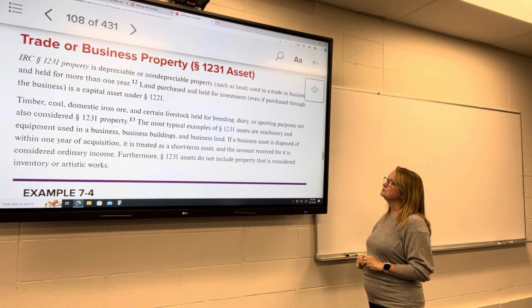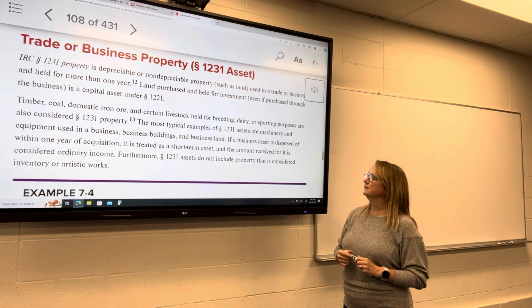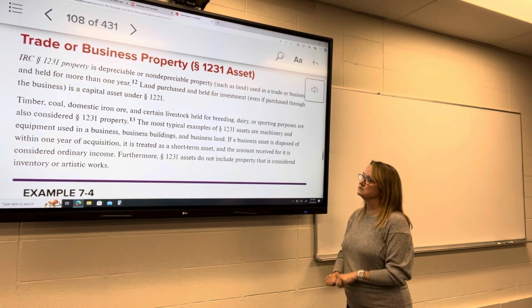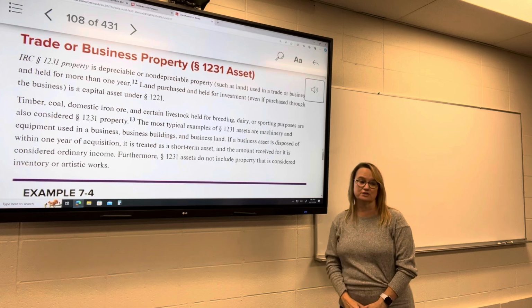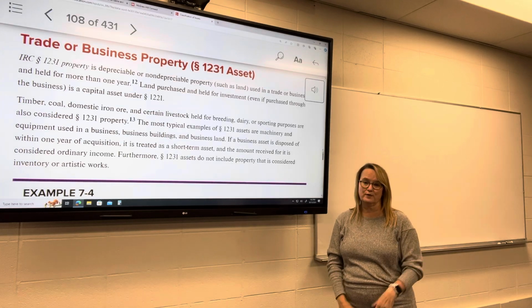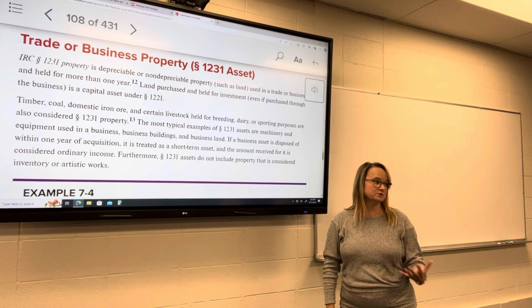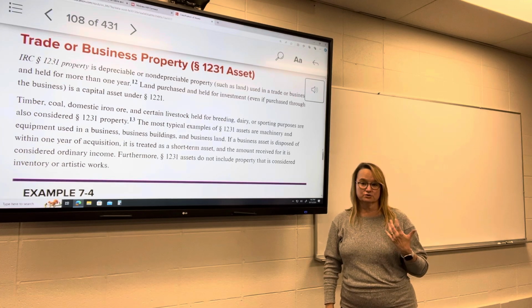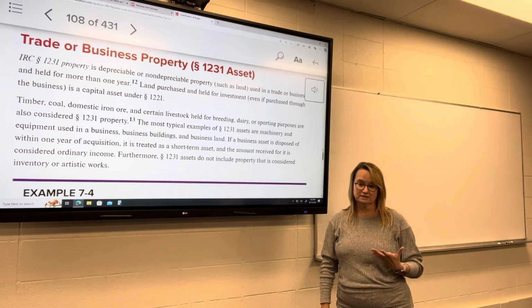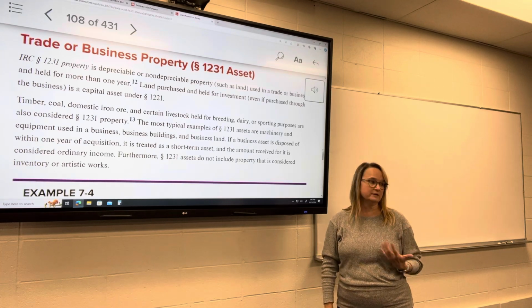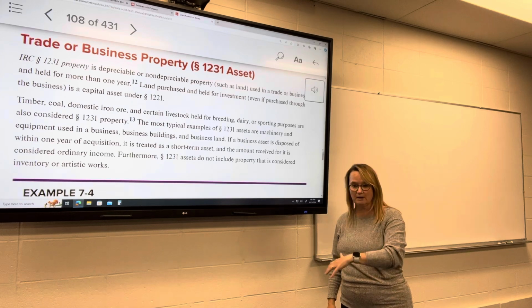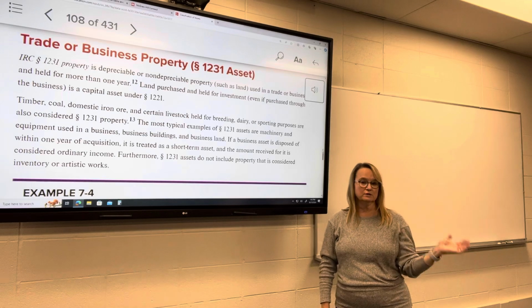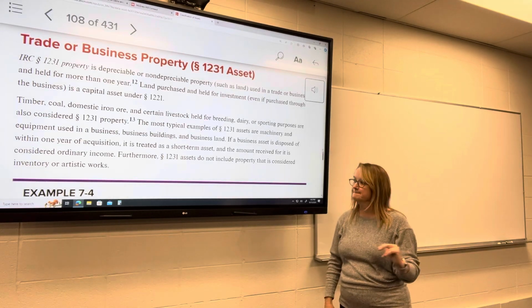Most typical examples, machinery and equipment, buildings, and land. If a business asset is disposed of within 1 year, it is treated as a short-term asset. And we're going to go through what that difference is. It has to do with the tax rates. If it's a short-term asset and it's sold at a gain, the tax rate is higher. It's going to be the ordinary tax rates, the brackets that we talked about back in chapter 1. If it's held for more than 1 year, the tax rates change. Okay.